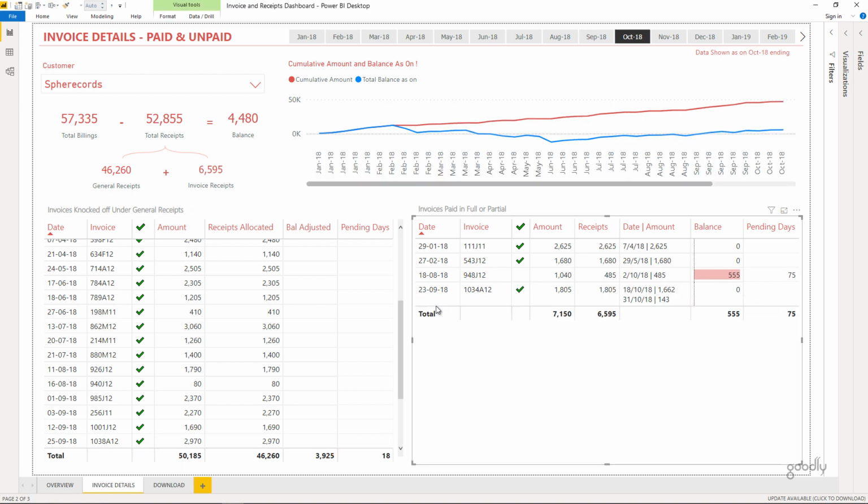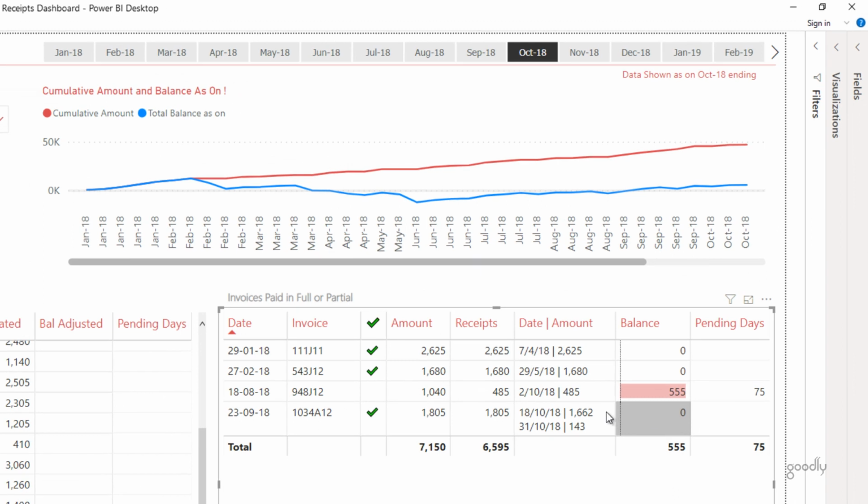In the month of September, we had raised an invoice, and the invoice amount was 1,805, but the customer decided to pay in 2 installments, which is $1,662 and $143, totaling up to $1,805, and you can see both the instances of payments received here. And once again here, this invoice was 1,040. We only have received $485 against the invoice, and the invoice is still pending for a balance of $555.